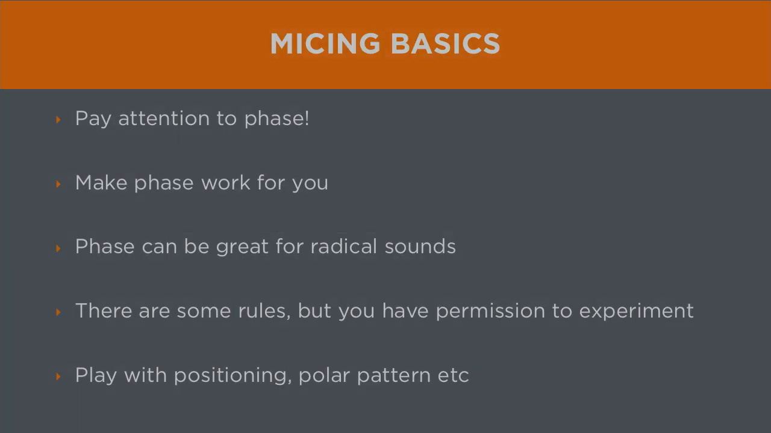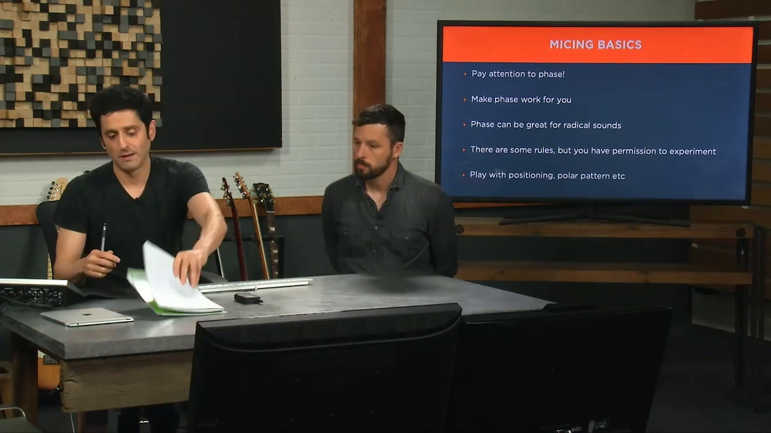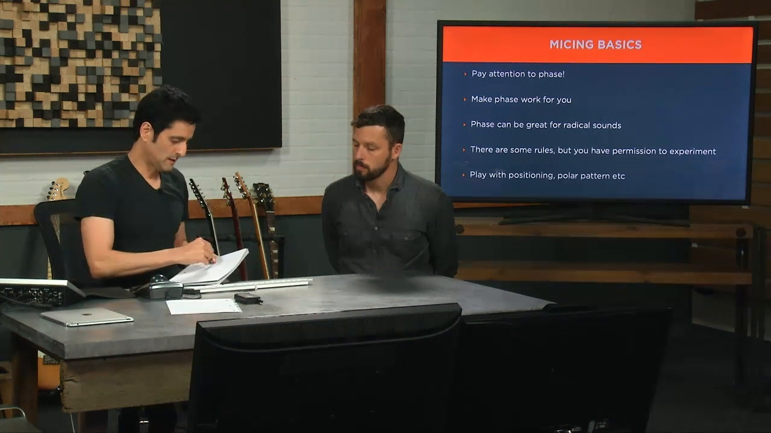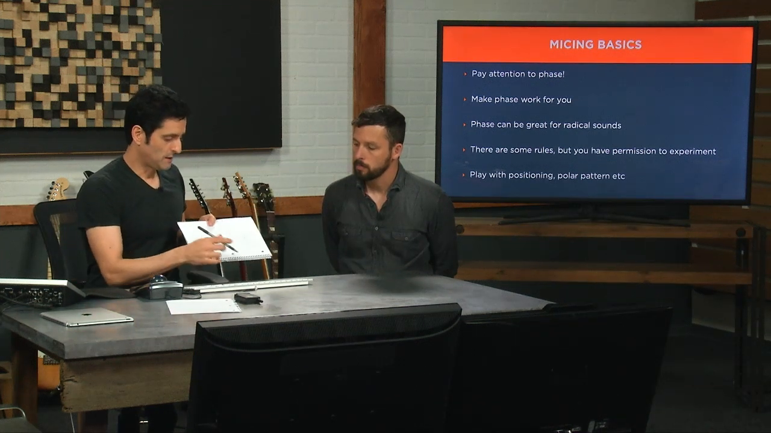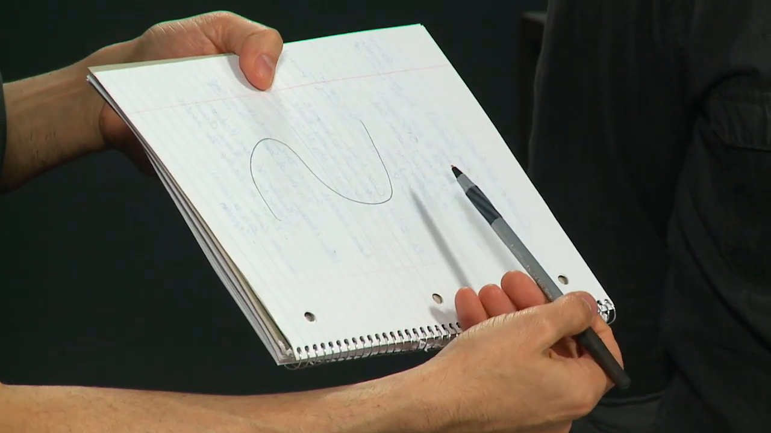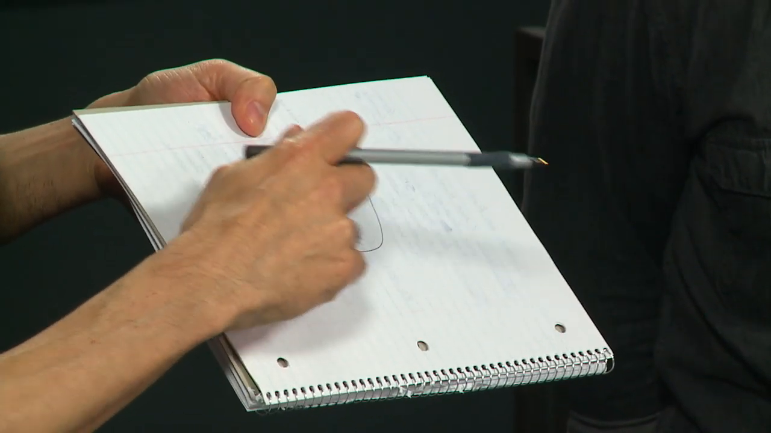Miking basics. Number one, especially when you're using multiple mics, pay attention to phase. Phase, as far as, I don't know how I'm going to describe this in layman's terms, but phase is how the waves interact with each other. So if you're saying a basic thing, like a sine wave, which looks like this, and that's basically a representation of a sound wave moving the air, like the air is vibrating, and that's what it's doing, okay?